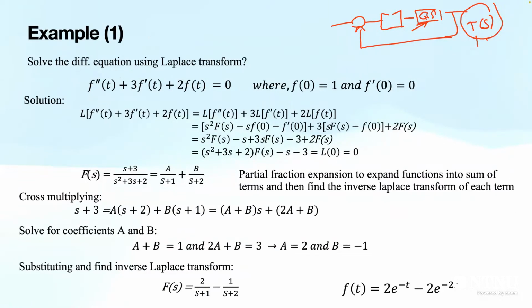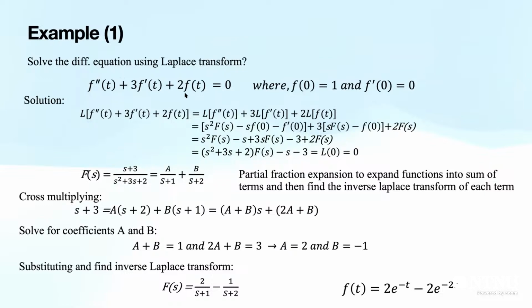So now we need to start with an example. You have this differential equation and we need to solve it. It's f double dash of t plus 3f dash of t plus 2f of t equals 0. And we have some initial conditions: f of 0 equals 1 and f dash of 0 equals 0. We need to solve this one. So we will take the Laplace transform of this side equal to the Laplace transform of the other side. The Laplace transform of that part equals 0, because the Laplace transform of 0 is 0.